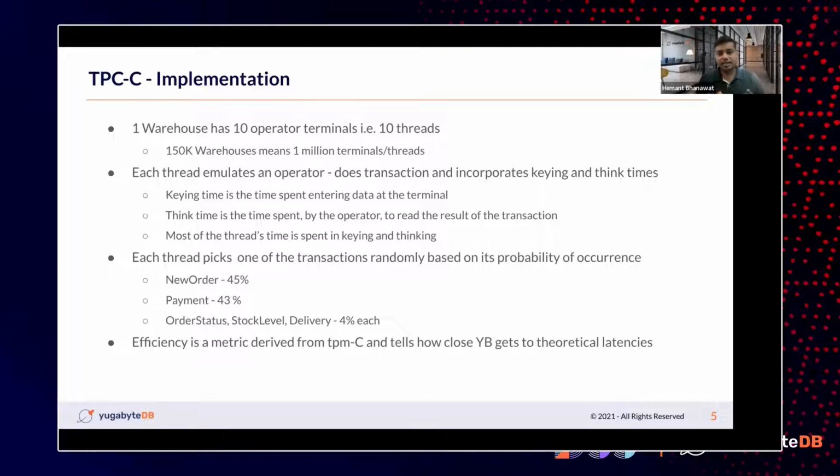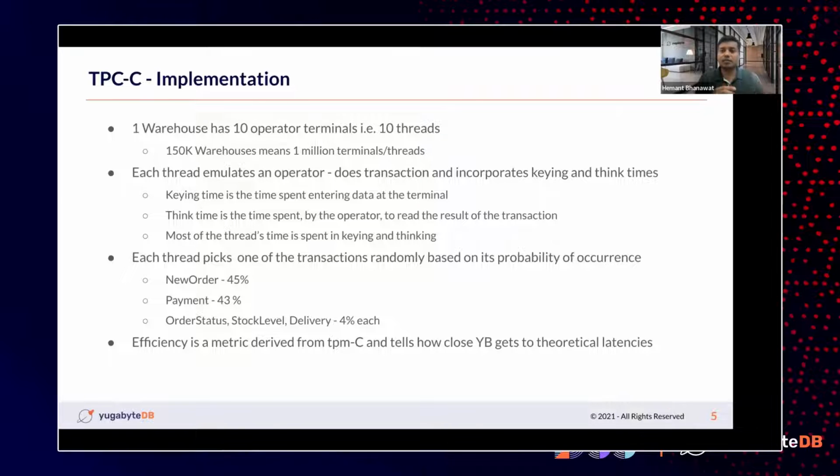Each thread emulates an operator. TPC-C says that since an operator is going to be a human being, it adds certain keying times and think times for the operator. So the implementation thread, which is actually doing TPC-C, has to take care of keying times and thinking times.